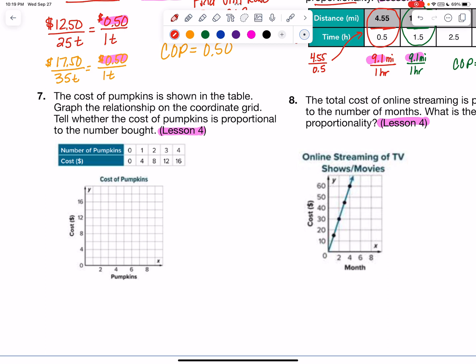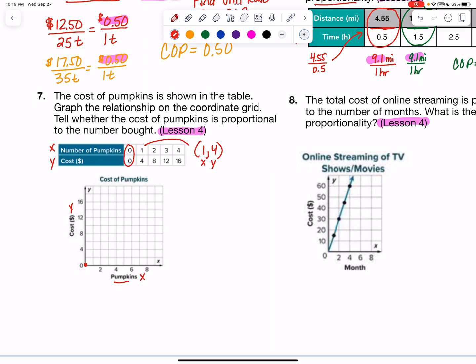Okay, so here's my ordered pairs. Okay, and let's look. Pumpkins is here. Remember, this is X and this is Y. So X is pumpkins and Y is cost. We always want to label it. Okay, and so my first one is obviously 0, 0. My next one is 1, 4, and remember that looks like this. Ordered pair 1, 4, X and Y.